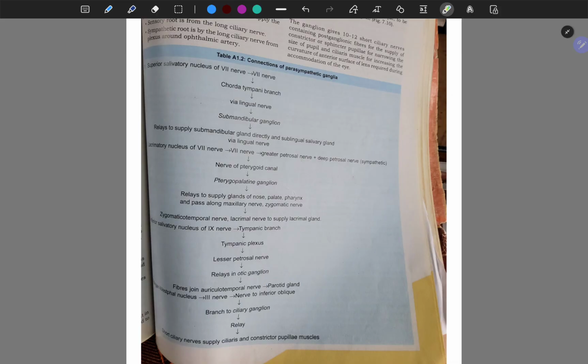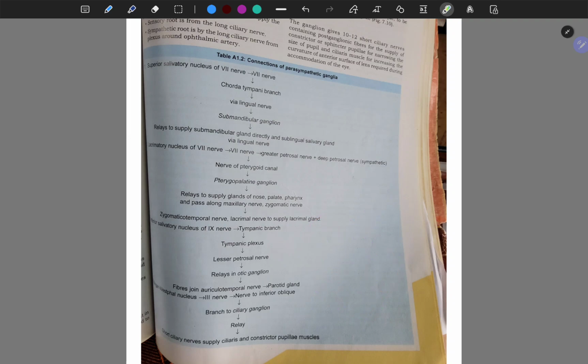So this is a very important one: the inferior salivatory nucleus gives rise to the tympanic branch, which relays in the tympanic plexus. From there, the lesser petrosal nerve reaches the otic ganglion. Postganglionic fibers join with the auriculotemporal nerve, and it will reach the parotid gland.